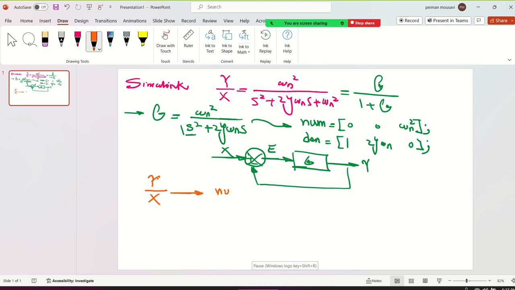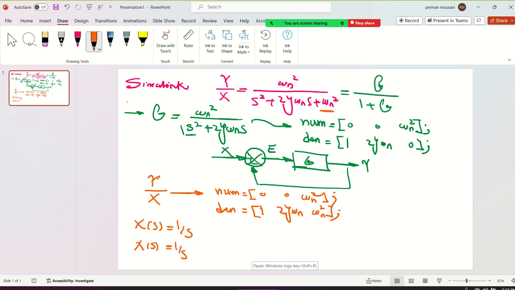So num is the same as I wrote above, 0, 0, omega n square, but den is different. That's right: 1, 2 zeta omega n and omega n square. There we go. You got it? So in the Simulink, I'm going to say that the input of the system is the unit step, and then the input to the system is ramp. So let's do it together.